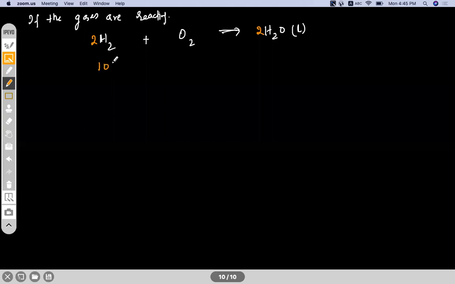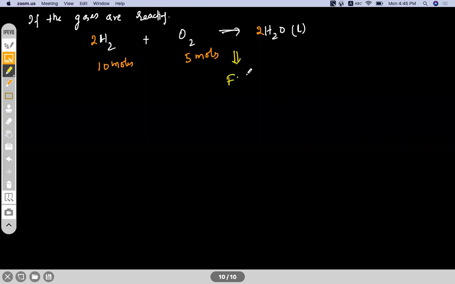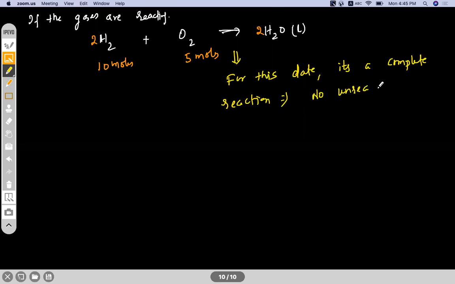The number of moles of H2 is given, it is 10 moles, and O2 is 5 moles. Do we have any limiting reagent in this? No, because with the data given it's a complete reaction. Data could be anything, right? For the given data, it's a complete reaction. It means there is no unreacted reactant left.